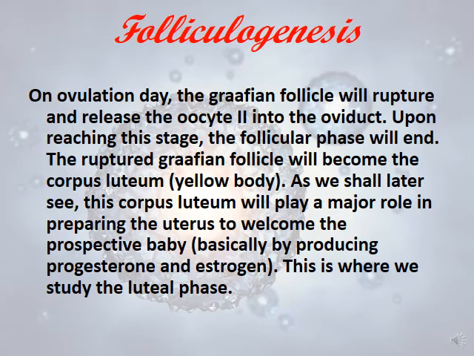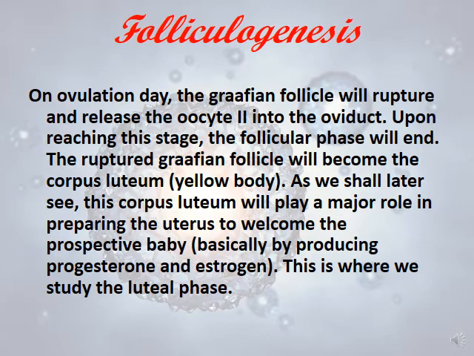On ovulation day, on day 14, what will happen? The Graafian follicle will rupture and release its content, which is oocyte 2, into the oviduct. Upon reaching this stage, the follicular phase will end and the Graafian follicle will become what's known as the corpus luteum, or the yellow body.